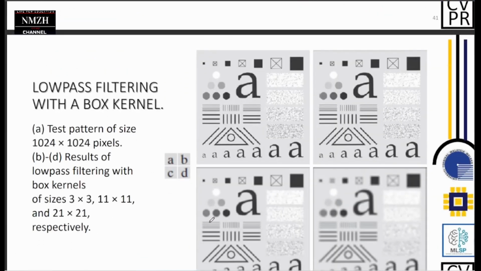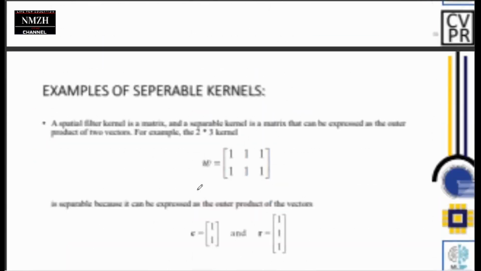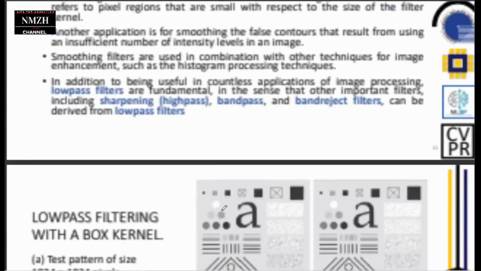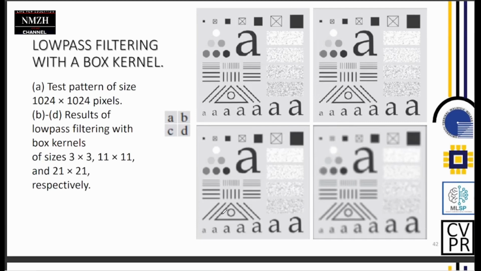Okay, so this is an example of low pass filtering with a box kernel. The box kernel is the first one that we discussed earlier, this one. Here we have the box kernel for 3 times 3, 11 times 11, and 21 times 21. So this one is 3 times 3, this one is 11 times 11, and this one is 21 times 21.